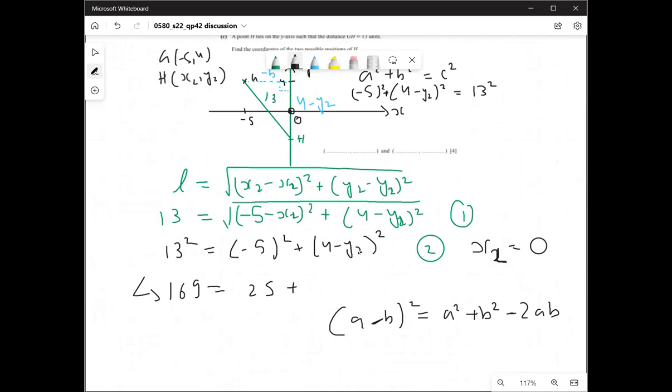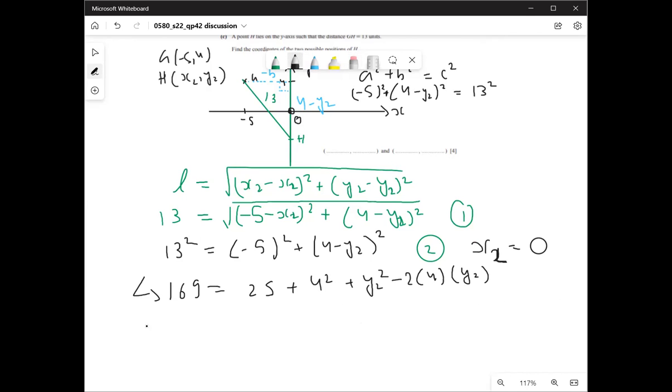The same thing is happening here. 4 minus y2. This will become 4 squared, which is 16, plus b squared, which is y2 whole squared, minus 2 times 4 times y2. Fine? So minus 8y2. Let's write it right here. I'll take 25 and 16, and actually I'll take minus 25 and this to the other side. So we'll get 0 is equal to minus 169 plus 25 plus 16 plus y2 whole squared minus 8y2.